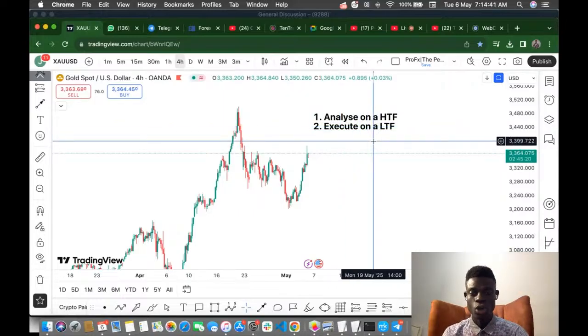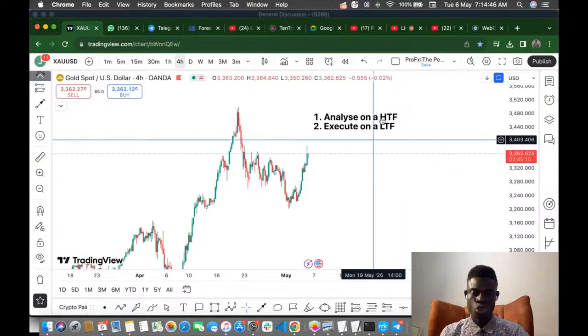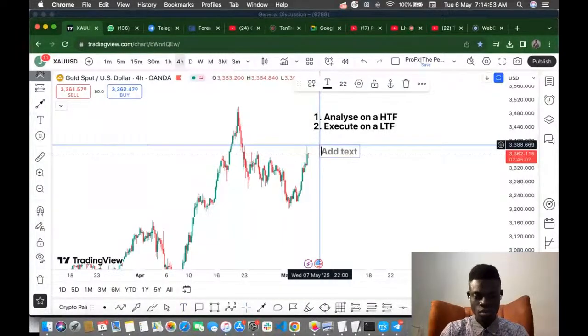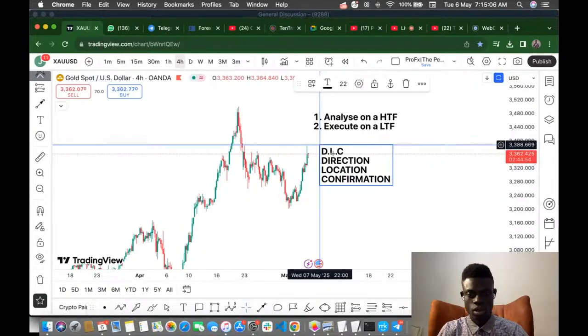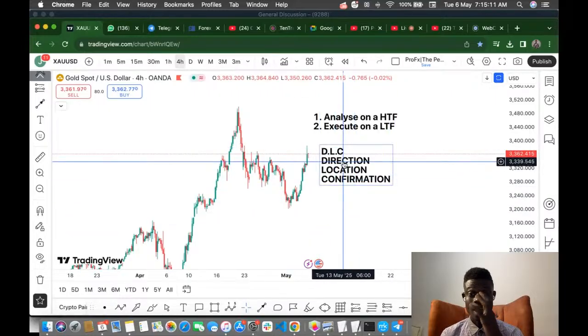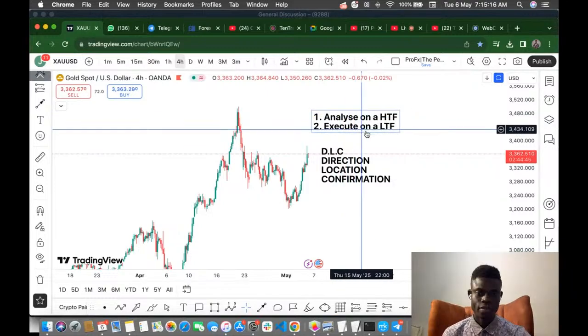And we have what is called time frame alignment: how to align your higher time frame to the lower time frame. Secondly, we have a rule of engagement which I teach my students, which is the D, L, and C. D is direction, L is location, and C is confirmation. So you bear these in mind when you come to the charts. Number one, analyze on a higher time frame. Number two, execute on a lower time frame.